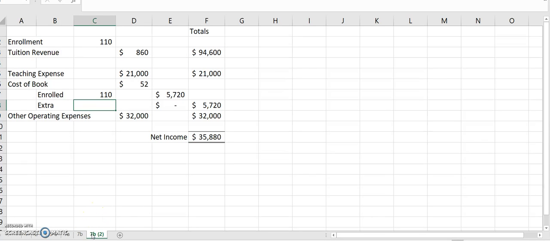What does that look like? Well, part C of that then, or part B2, however you want to call it. What if we had 115 students, had the books for those 115 students, and we were good to go with that? How does that work out? Well, our net income goes up again, all the way up to $39,920.